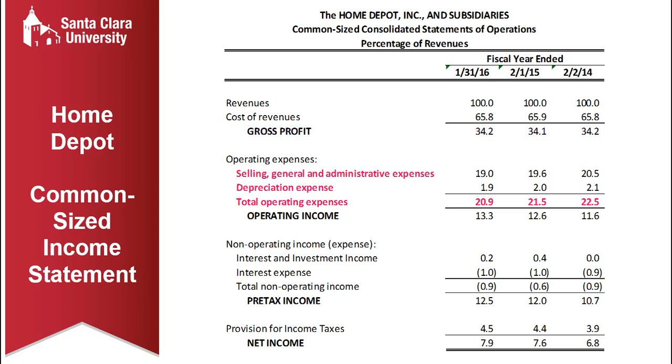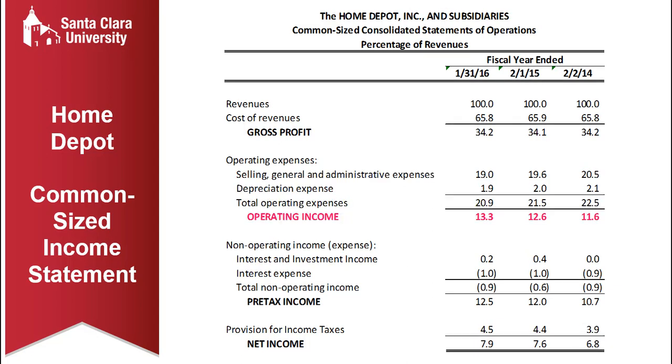The second section shows only two categories of operating expenses, SG&A and depreciation. These expenses represent Home Depot's costs of running its stores and managing its business activities during the period. After subtracting these expenses, Home Depot's operating income is 13.3% of sales.